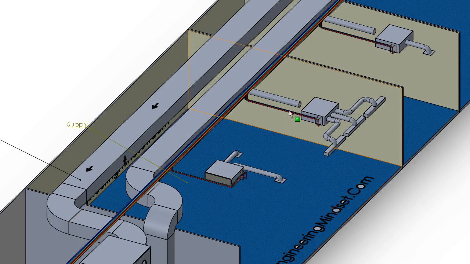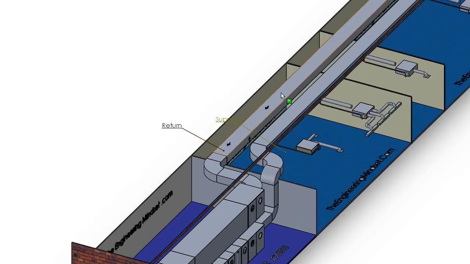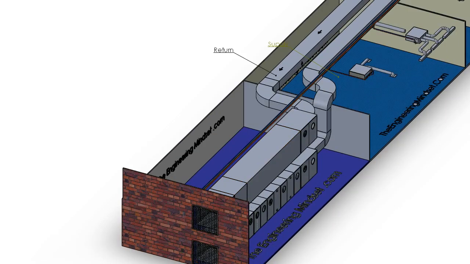Now some of that air will recirculate up through the false ceiling, through those grills we looked at, and back into this box here, whereas some of the air will be picked up into this return duct, and that will be sucked by a fan here and pushed out of the building.